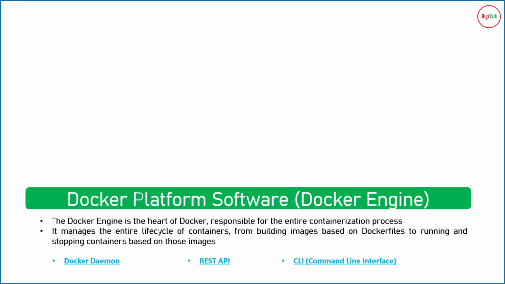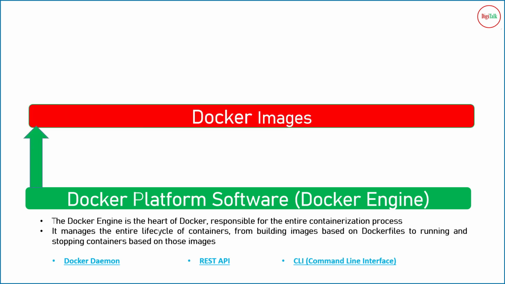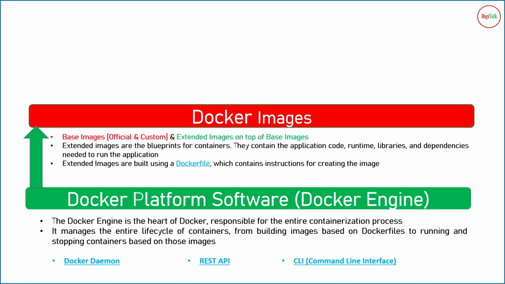So now the three more components here, apart from Docker engine, are Docker daemon, REST API, and CLI, which is command line interface, and all three components are related to the Docker engine. Now on top of that, we have to create the Docker images. So Docker images are official, custom, and extended images on top of base images, right?